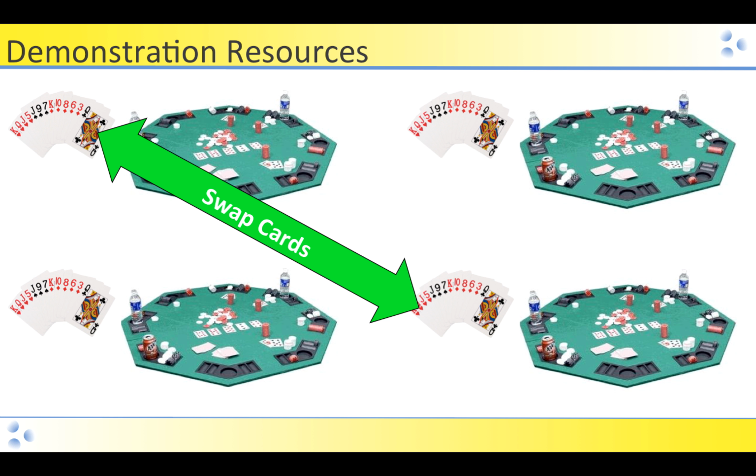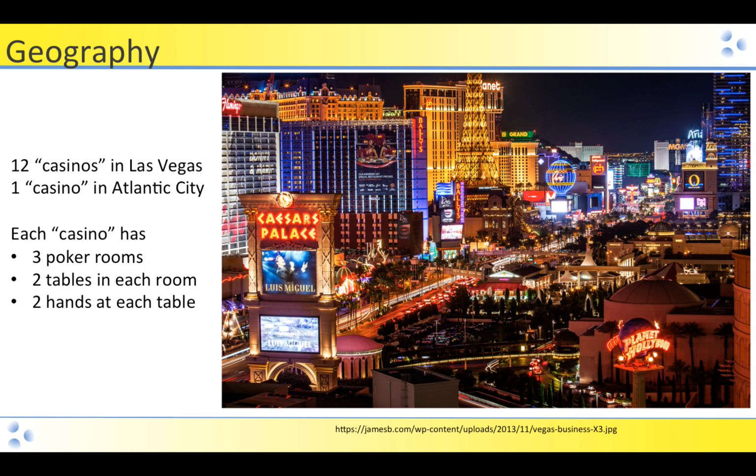So now that we have a way of scoring hands, we're going to move to how we're going to go about trading hands or swapping cards between players. We're going to build a scenario where we have 13 different casinos that we're working with. 12 of them will be in Las Vegas and 1 will be in Atlantic City, so it has a significantly larger distance to travel, which means that we shouldn't have very many cards that will be traded between the Vegas and the Atlantic City casinos.